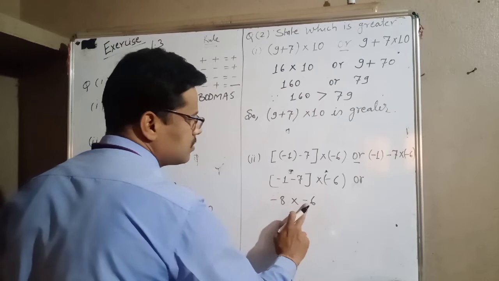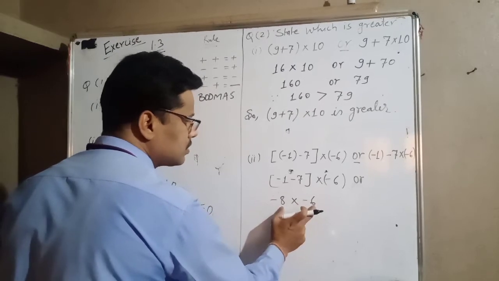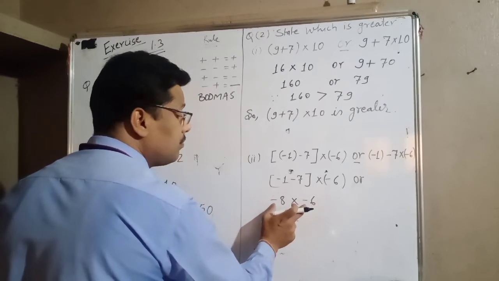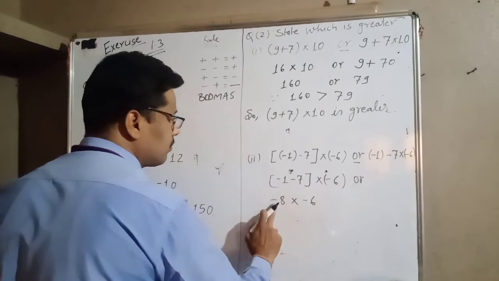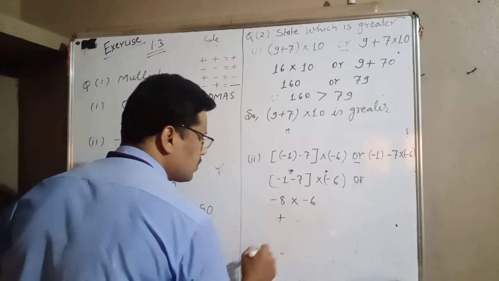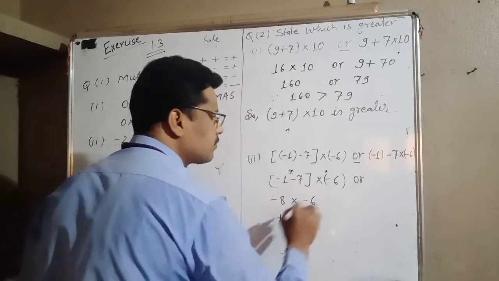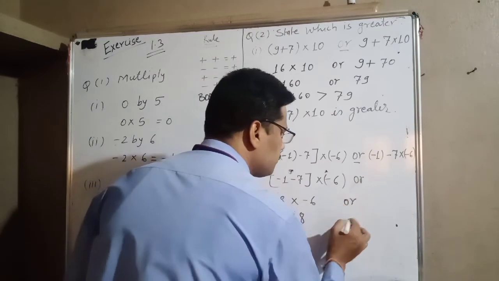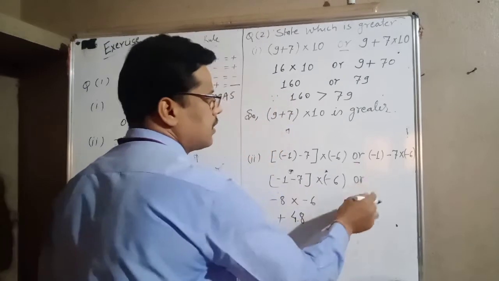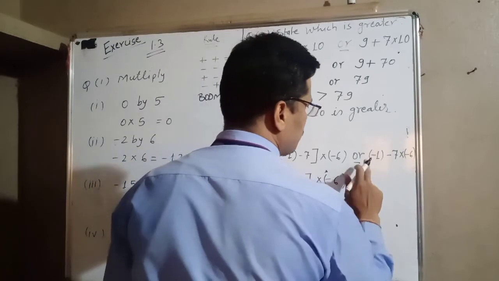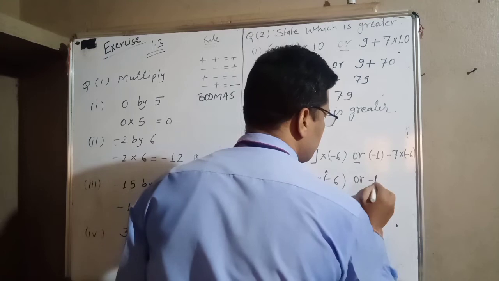Minus minus plus. Before multiplying the numbers, we multiply their sign. So minus minus plus. First you write here plus, then 8 times 6 is 48. We can write here 48. Now this side we solve here. Plus minus minus, so we write here minus 1.